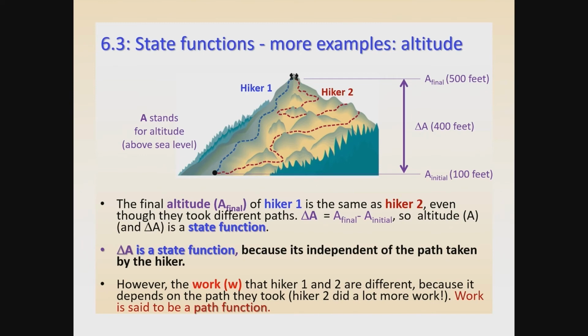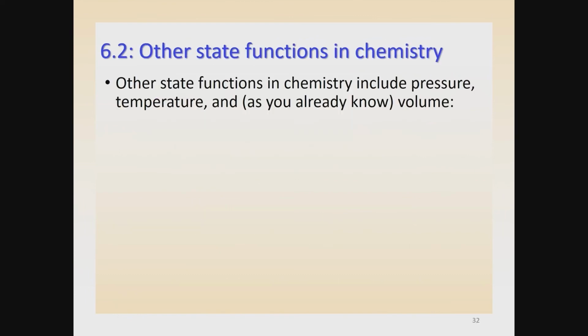Think about the work that Hiker 2 did compared to Hiker 1. Hiker 2 may be using a little bit less force, but they're traveling a much greater distance. And so the value for work for Hiker 2 is probably going to be a lot greater than for Hiker 1. So one thing we can see right now in this example is that work is not a state function, because the value of work will depend on the path that they took. So that is not a state function.